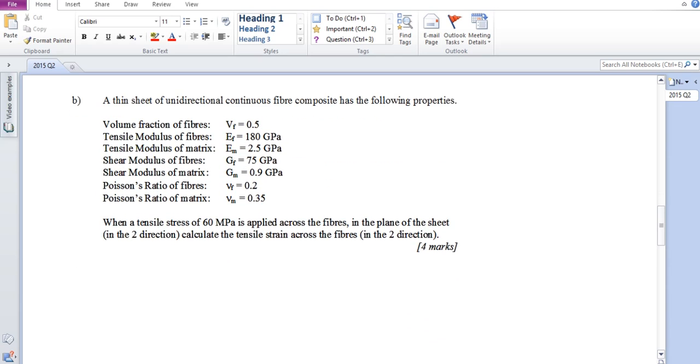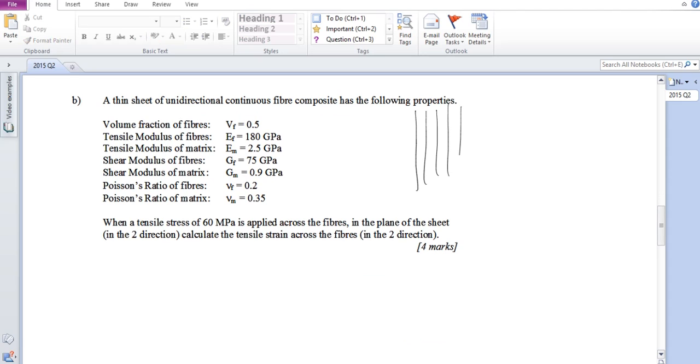But what I want to focus on mainly is the numerical part, where we have a thin sheet of unidirectional, continuous fibre composite with various properties listed there, and it says we apply a tensile stress of 60 megapascals across the fibres in the plane of the sheet and calculate the tensile strain across the fibres. With all of these things, I always suggest drawing a little diagram.